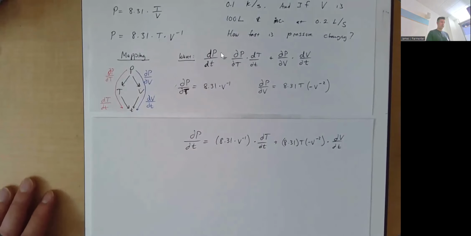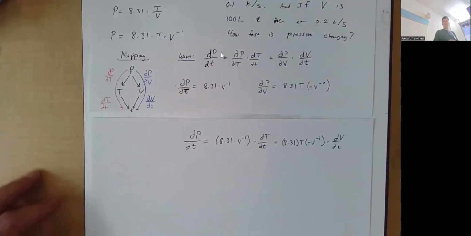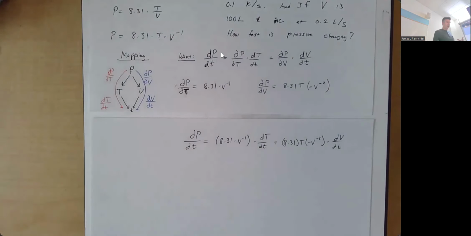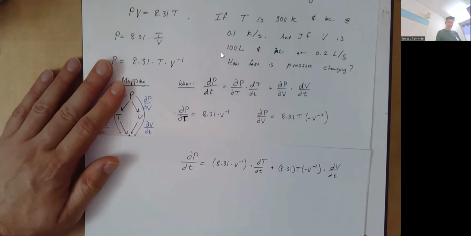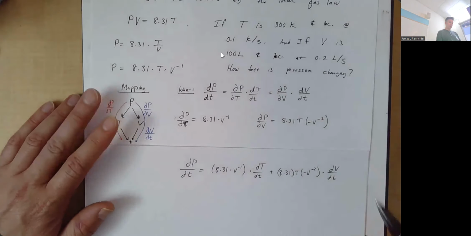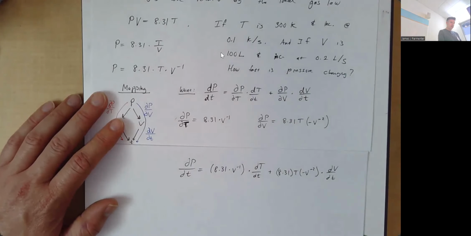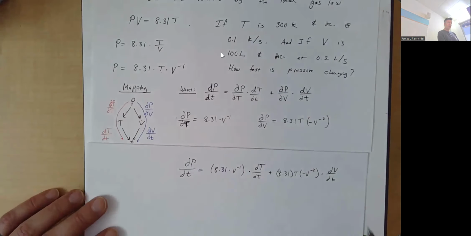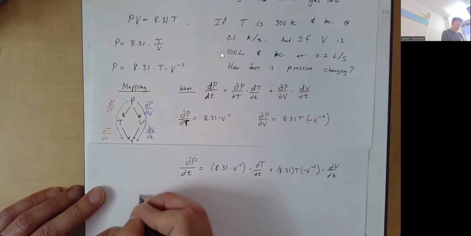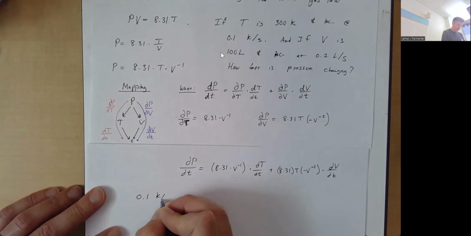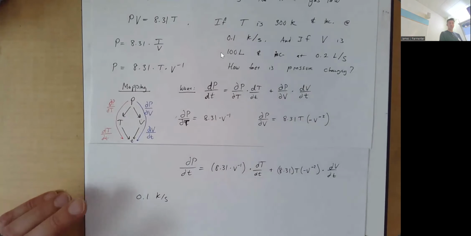But we want to actually find the derivative at the moment we've been talking about, right? They're telling us a lot of information. They're telling us T is 300 kelvins. It's increasing at 0.1 kelvins per second. V is 100 liters, and it's increasing at 0.2 liters per second.